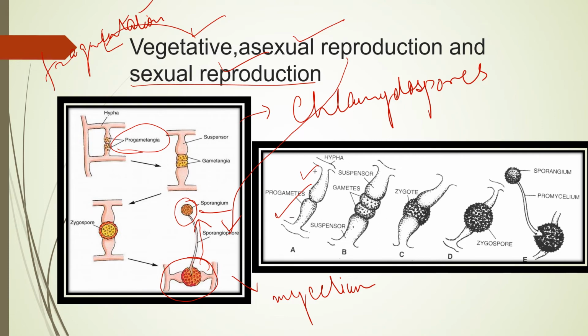And these gametangia conjugate to form a multinucleated structure, that is, a structure which has many nuclei. This many-nucleated structure is called the zygospore. Please follow my pointer where I am pointing: they first form the zygote, and this zygote is a multinucleated structure that forms a zygospore.